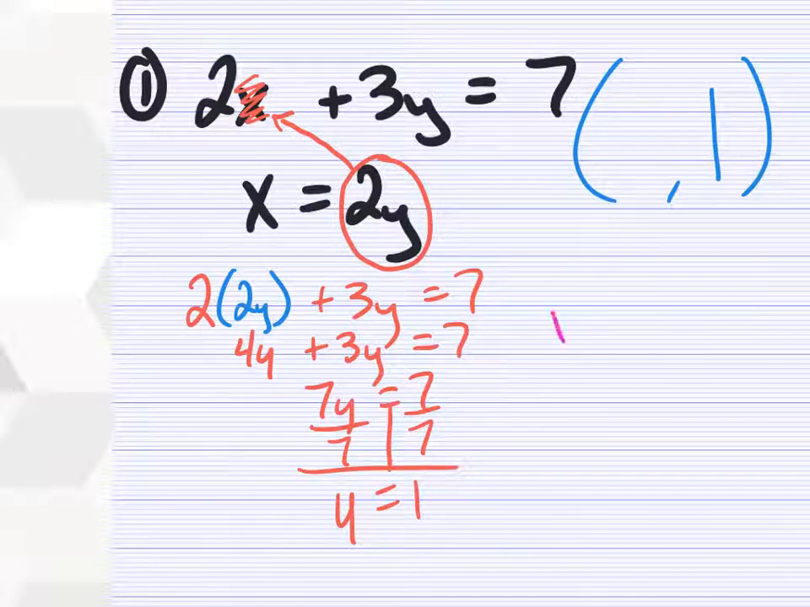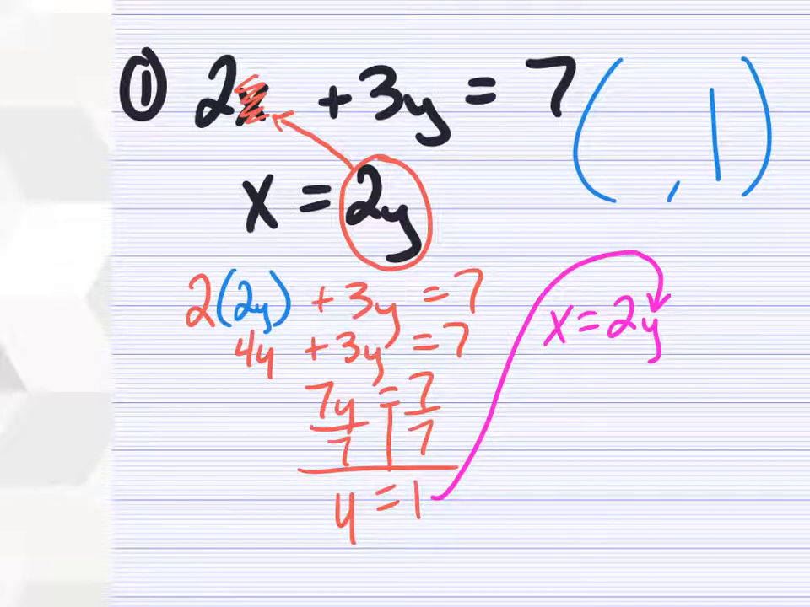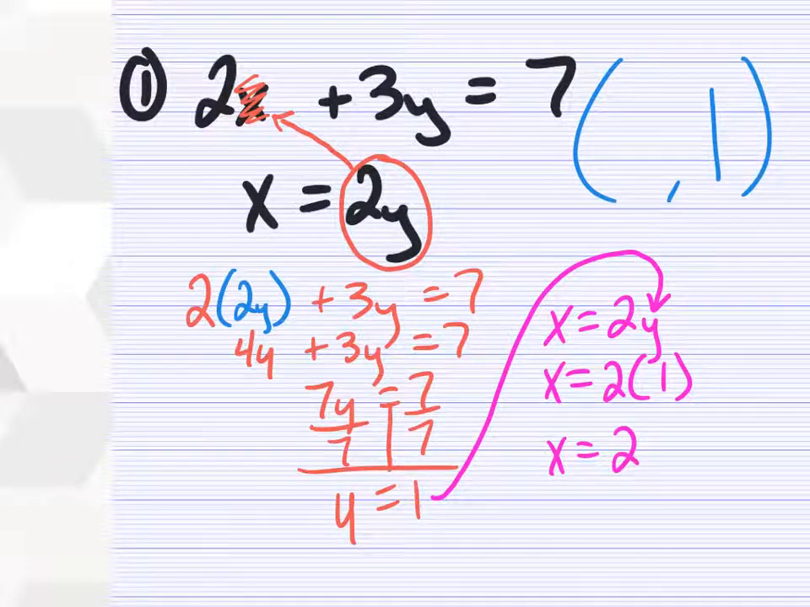Bottom. So x equals 2y, but I already know y is equal to 1. So I can plug that number in. So x equals 2 times 1. And 2 times 1 is 2. So x equals 2, which means if I were to graph these, they would cross at the point 2, 1.